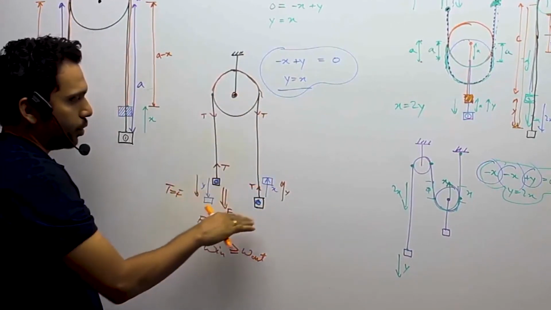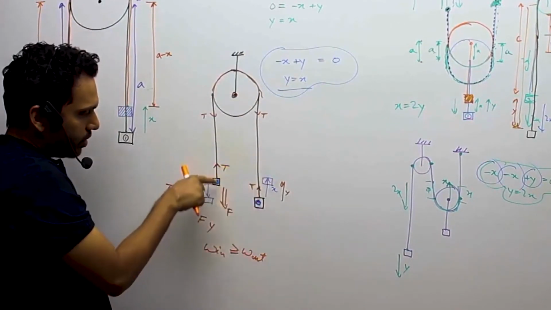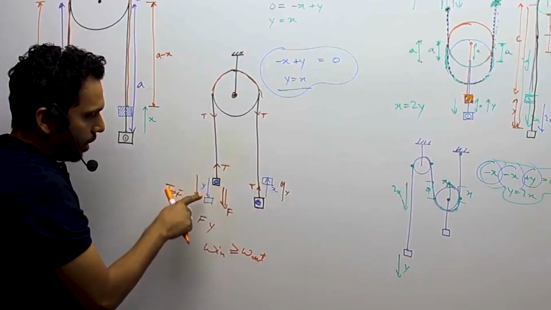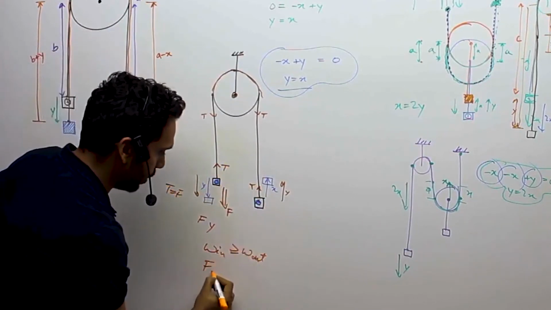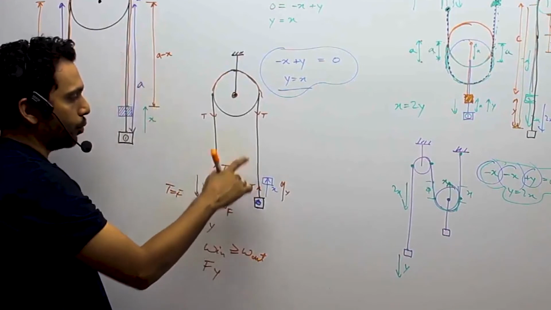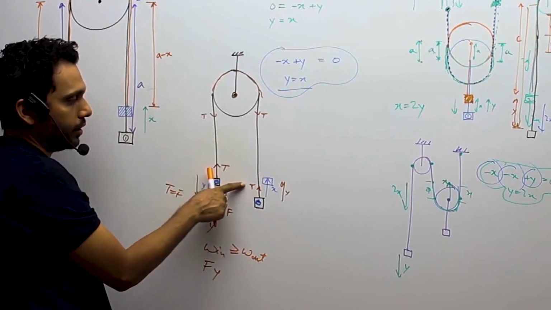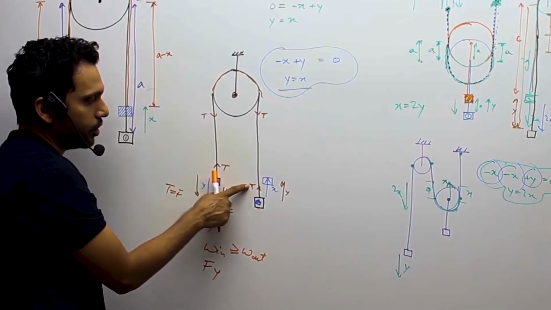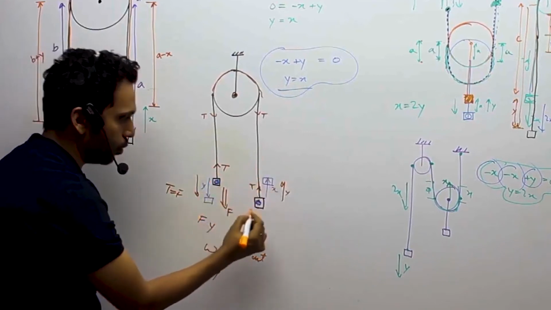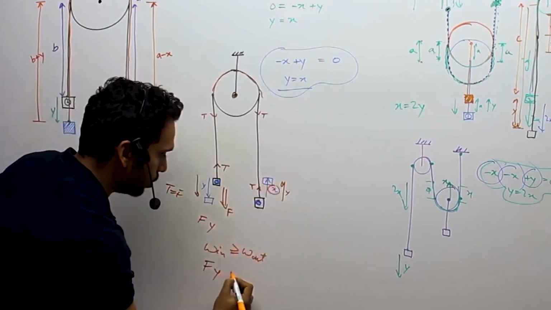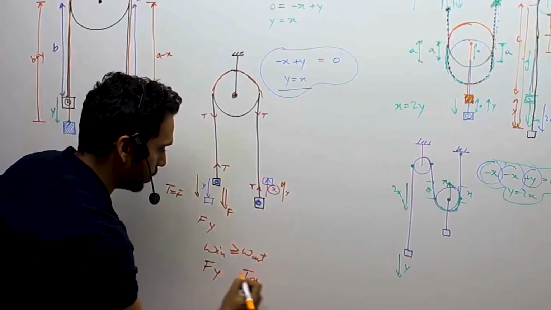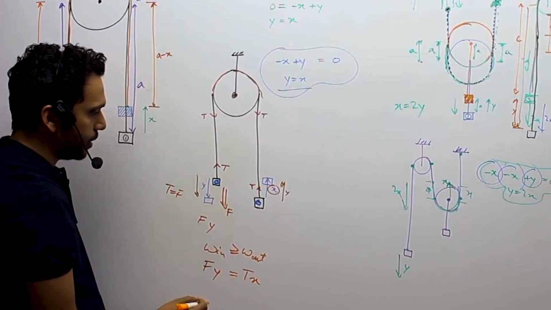So whatever is the work input is the work output. So what is the work input over here? F into Y. That's your work input, F into Y. What's the work output? What we see is the tension has done the work over here. Tension into X is the work output. That was your X. So the work output is tension into X. They would be equal if it is an ideal situation.